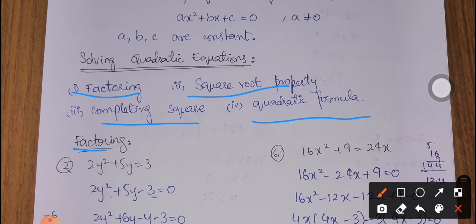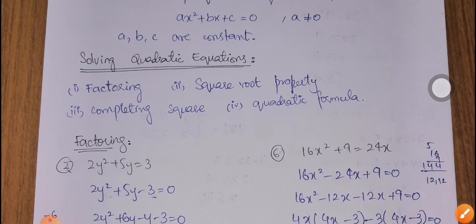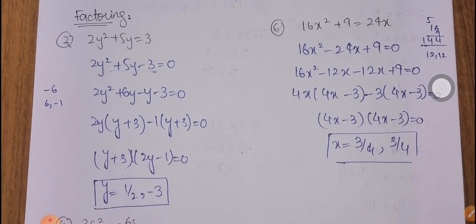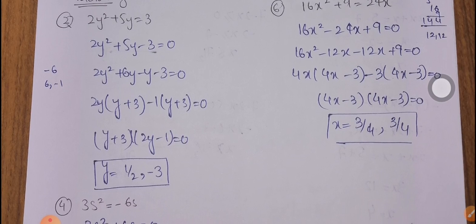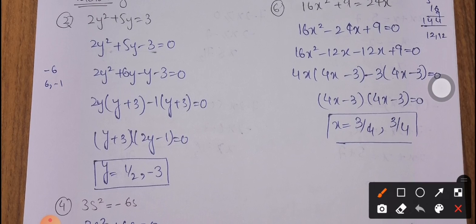At first we are going to discuss the factorization or factoring method, in which we must know how to factorize a given expression and then we will solve the equation further. Here we have question number 2, in which we have to use the factoring method to solve the quadratic equation. The equation is given: 2y square plus 5y is equal to 3. At first we must have 0 on the right hand side, so we will shift 3 to the left hand side. So 2y square plus 5y minus 3 is equal to 0.